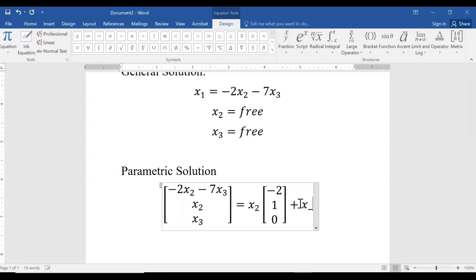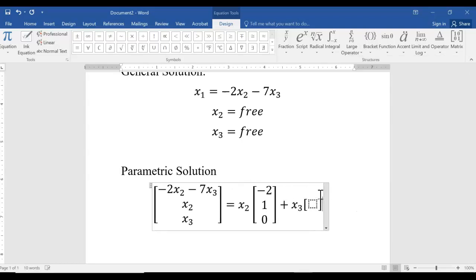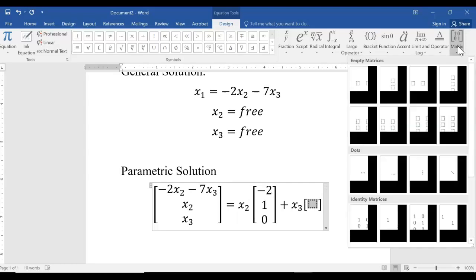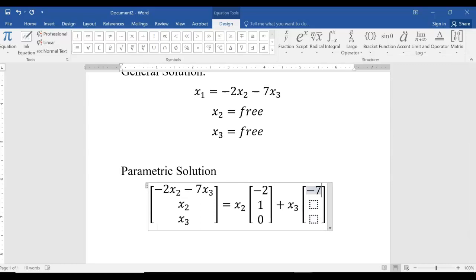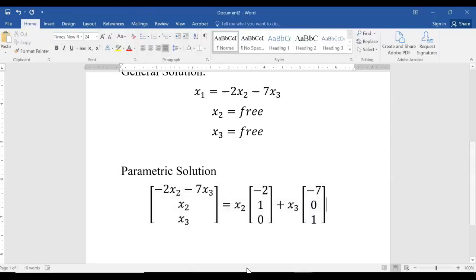And then we're going to do the same thing with the x3. If I were to create a vector which has the correct coefficients, it would be -7 as the first entry, 0 as the second entry, and 1 as the third entry. So this, let me highlight that real quick, is the parametric solution to the equation.